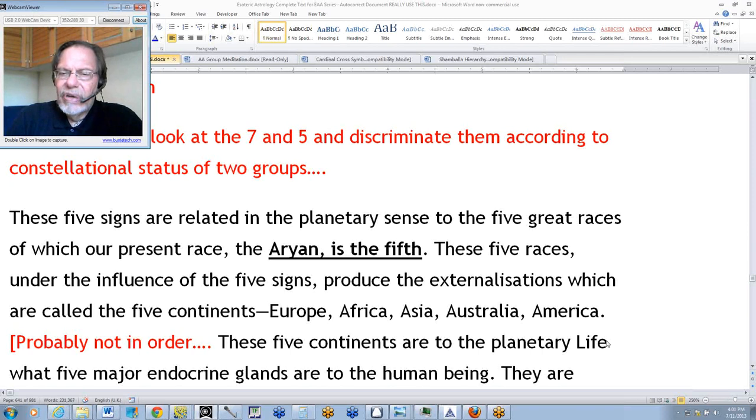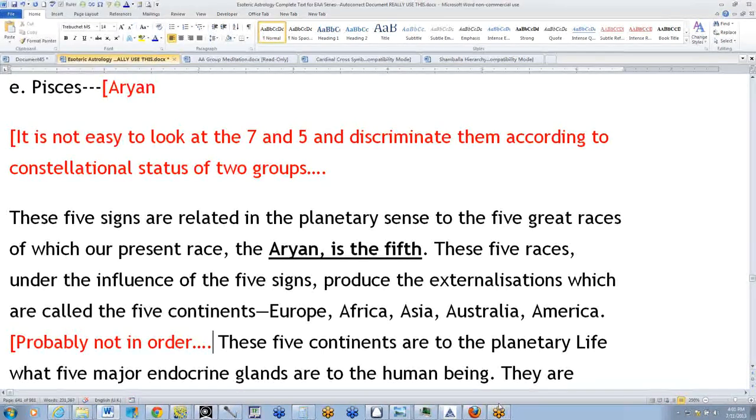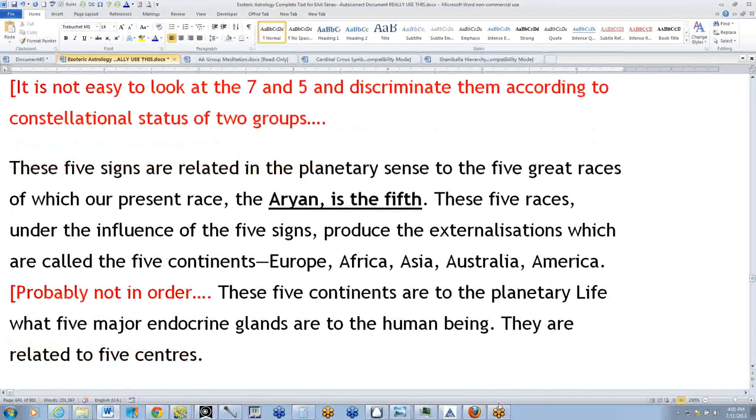This does leave Africa and Asia, but of course these earlier root races, Adamic and Hyperborean, were said to occur in the far north, none of which here is really represented. So we have some really intensive correlative work to do. These 5 continents are, to the planetary life, what 5 major endocrine glands are to the human being.